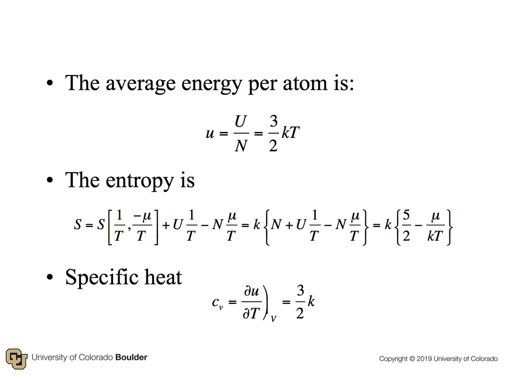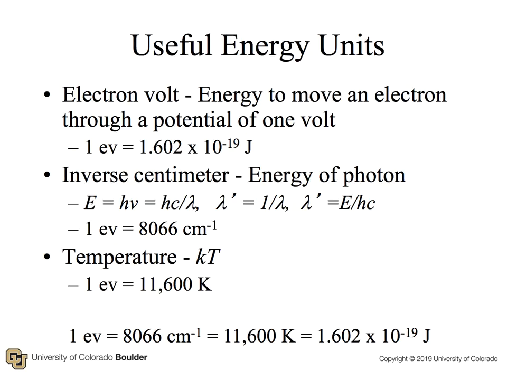Some other things you get from this: the average energy per atom is 3/2 kT. Easy number to calculate. The entropy is k times 5/2 minus mu over kT. And so the specific heat, which is the partial of U with T at constant V, is 3/2 k.